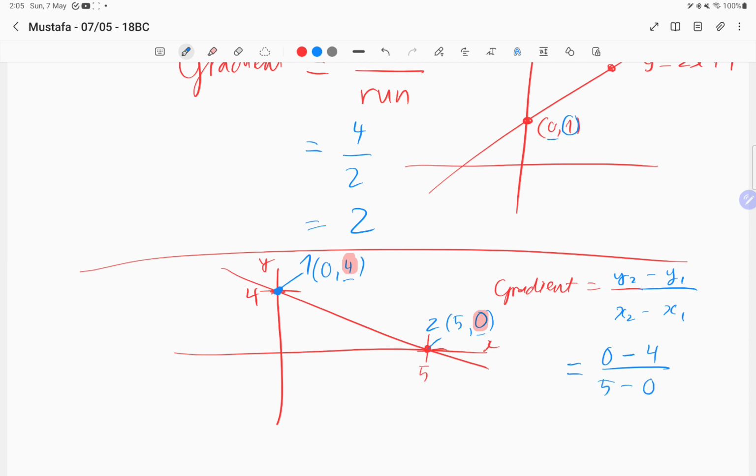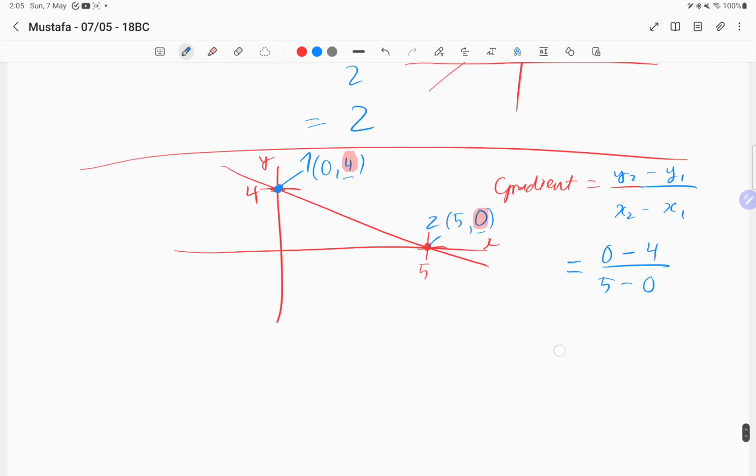Does that make sense? Yeah, it's just the x and y coordinates of the 2 points. Normally you take the point on the right as number 2. That's common. What is the m? We'll get to that in a second.